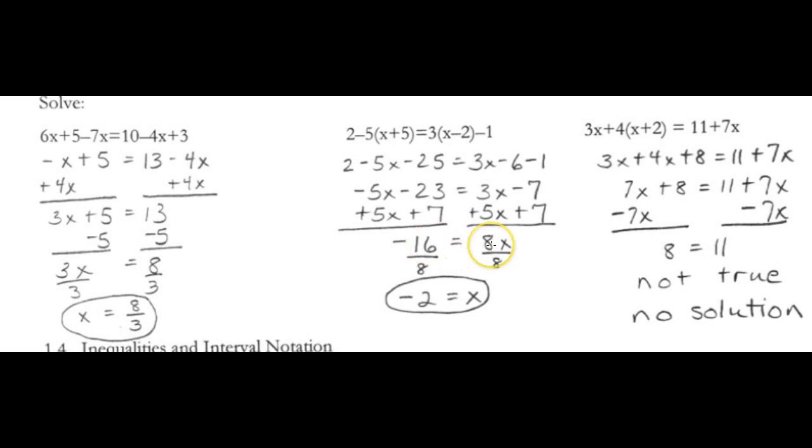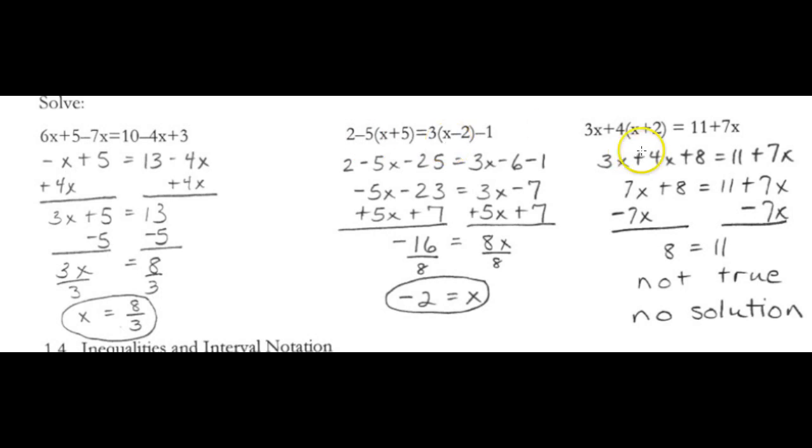Now we need to isolate the x. We need to get rid of that 8 times x. We divide both sides by 8, and we have negative 2 equals x. Once again, we can check that solution by substituting it into the original equation.